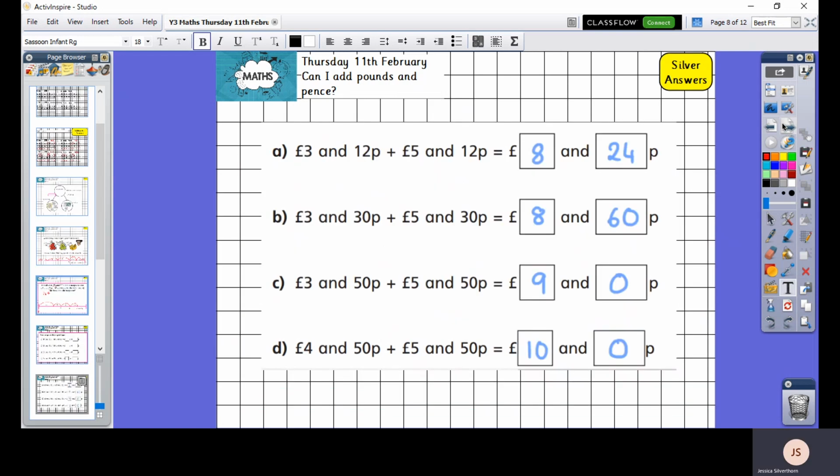Okay, here's the answer. So how did you get on? Have a little tick through of the ones that you got correct. If you made any mistakes, please don't worry. This is how we learn. If you want to have a go at the gold task, let's give that a go.